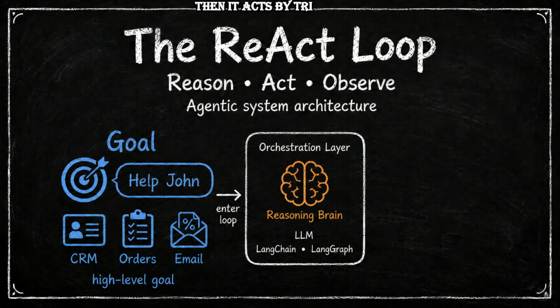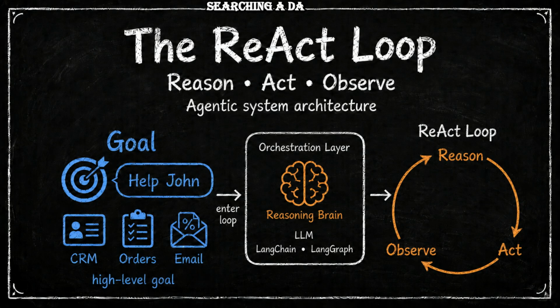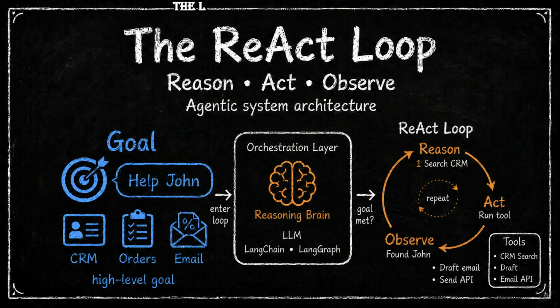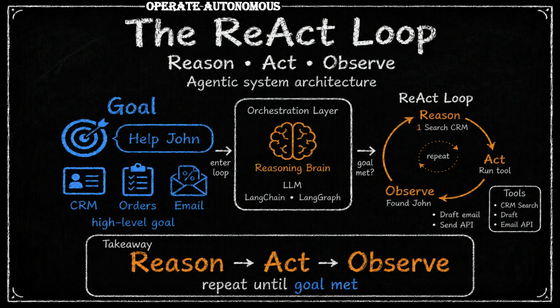Then, it acts by triggering a tool, like searching a database. Finally, it observes the result to see if it moved closer to the goal. The loop repeats, thinking, acting, and observing until the task is complete. This allows the system to operate autonomously until the original objective is met.